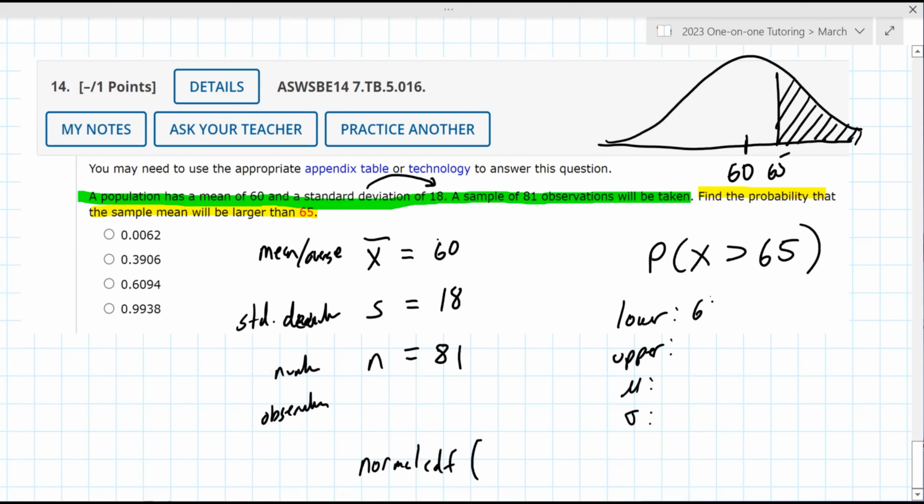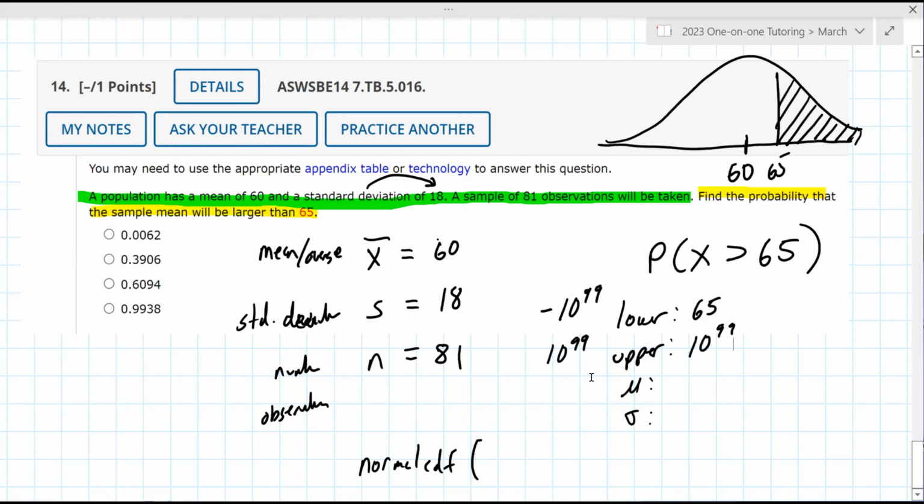So the lower is 65 because it's greater than. Whenever you have a greater than, that number is your lower. The question is, what is the upper? This is where a lot of students struggle. If you don't know the upper, it's 10 to the 99. And if you don't know the lower, it's minus 10 to the 99. Since we know the lower, we use 65. Since we don't know the upper, we use 10 to the power of 99.